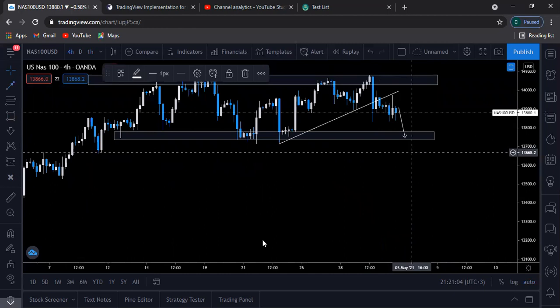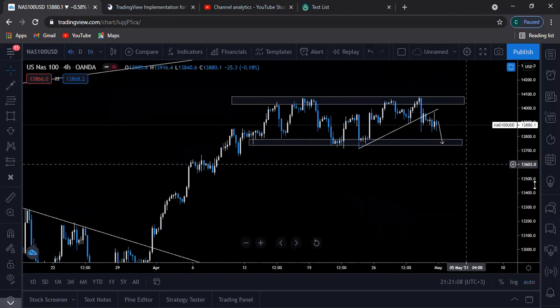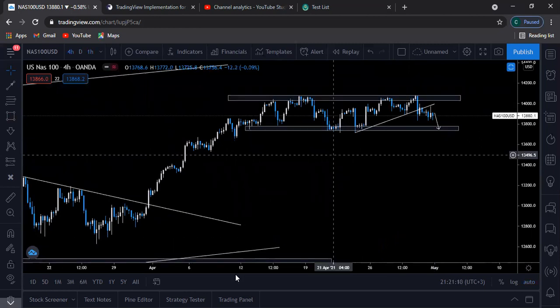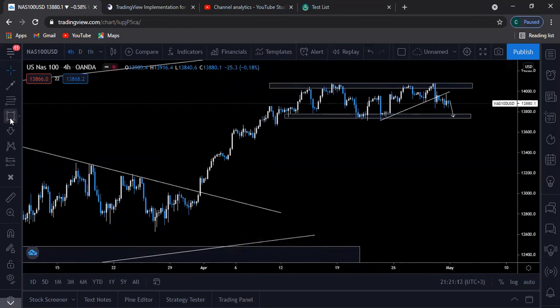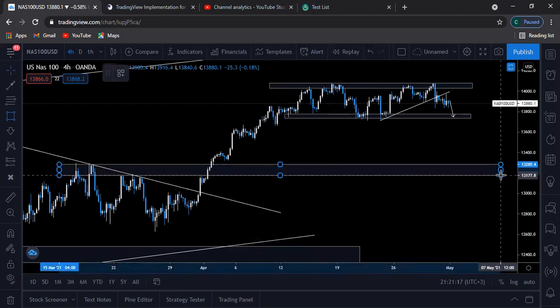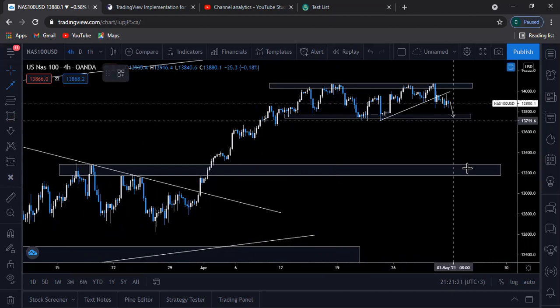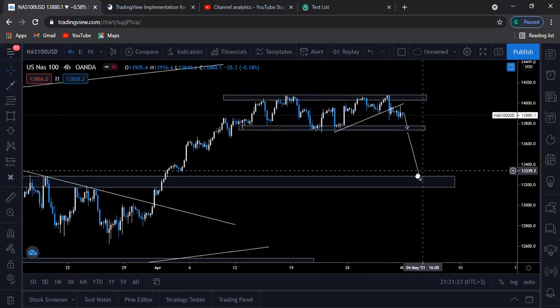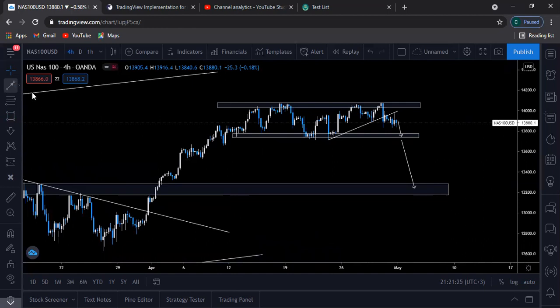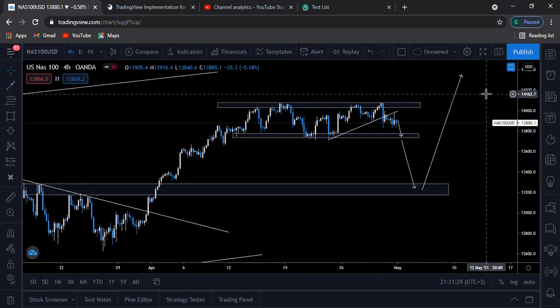break below this zone here, right? To actually come down here, to actually push all the way down here. And then after here, what I'll be expecting to see is a bullish move, because as you know, this is a bullish pair. So that's what I'll be expecting to see.